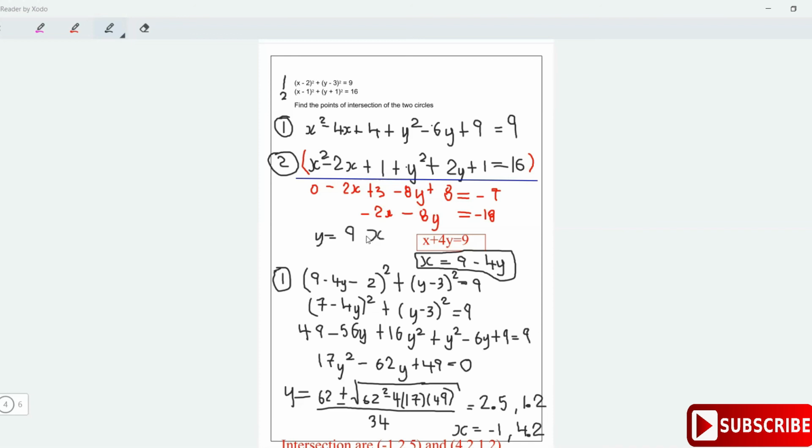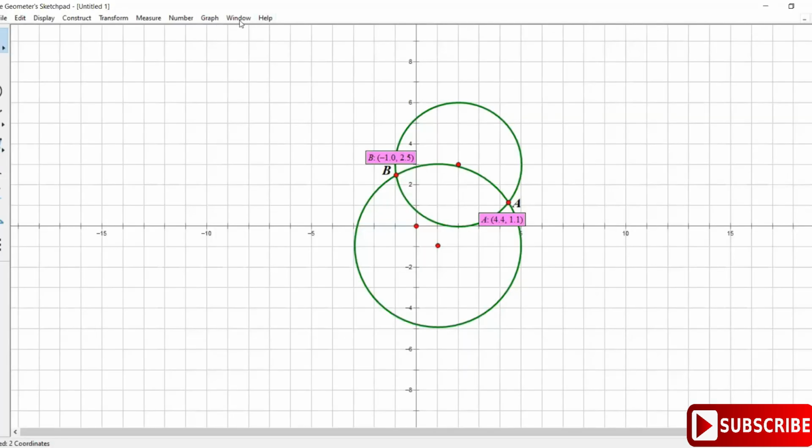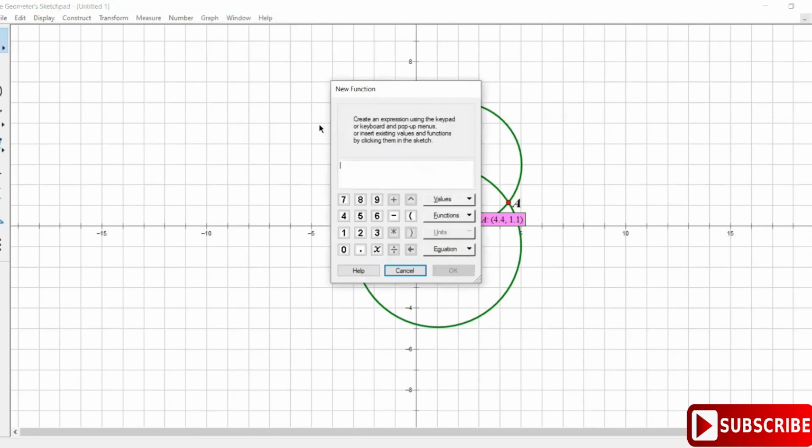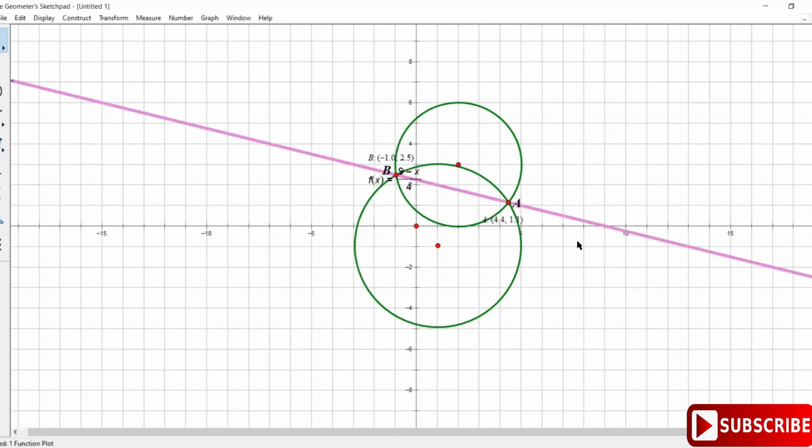Now, if I were to draw the line y = (9 - x)/4, look what happened. I'm going to show you. The line (9 - x) divided by 4. If I plot that, look what happened. That's the line that passes through the 2 points of intersection.